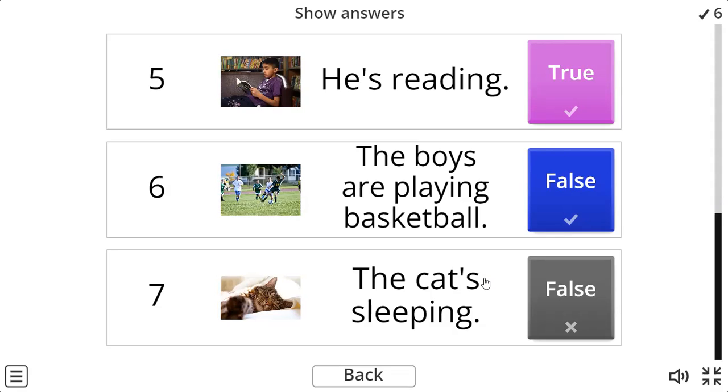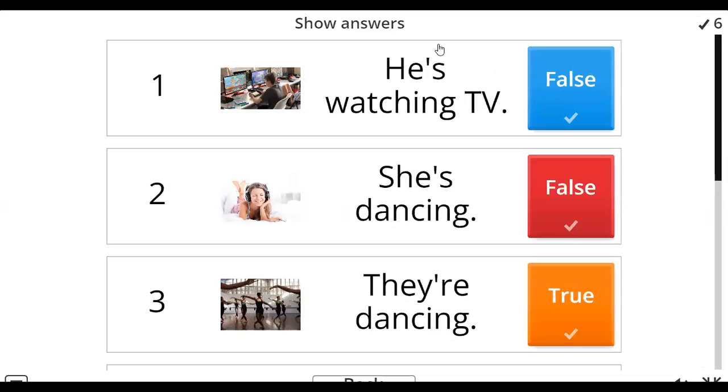The cat. Not sleeping. It's not sleeping. Exactly. Not sleeping. And the other way, mister, how will be the contracted form? Do you remember? It's not. Isn't. Exactly. The cat isn't sleeping. Excellent. Very good. Excellent job. Thank you. Very good. So that was a little bit of practice. Thank you, everybody, for participating.